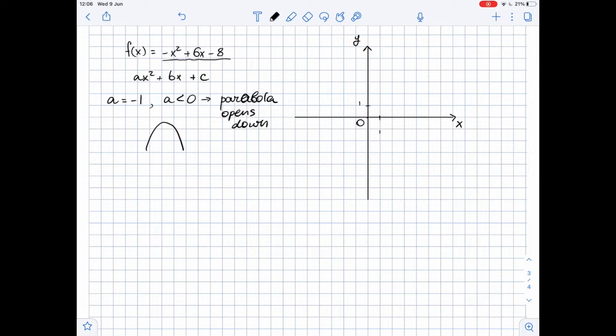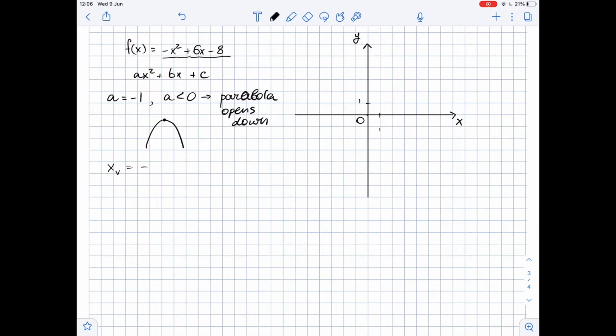Now let's try to find the vertex of our parabola. To find the x-coordinate of the vertex, we need to use the following formula, negative b over 2a. This is equal to, so in our function b is 6, so it's negative 6 over a is negative 1, so it's 2 times negative 1, which is negative 2. So the whole thing is equal to 3.